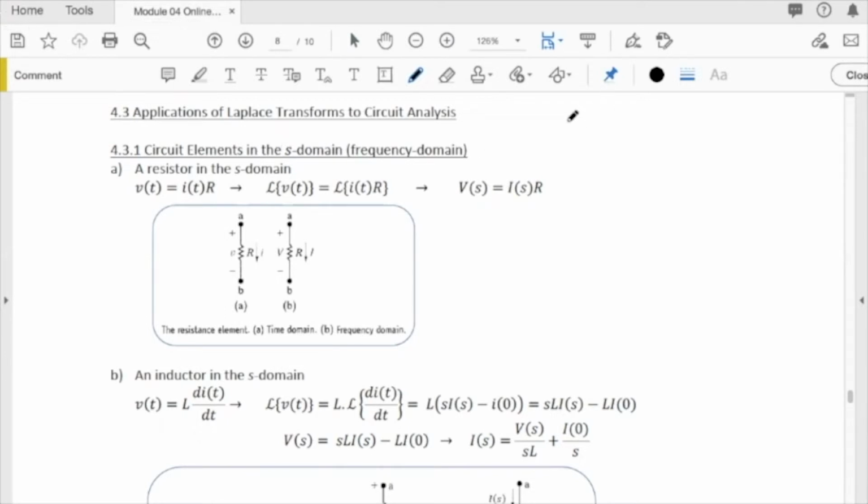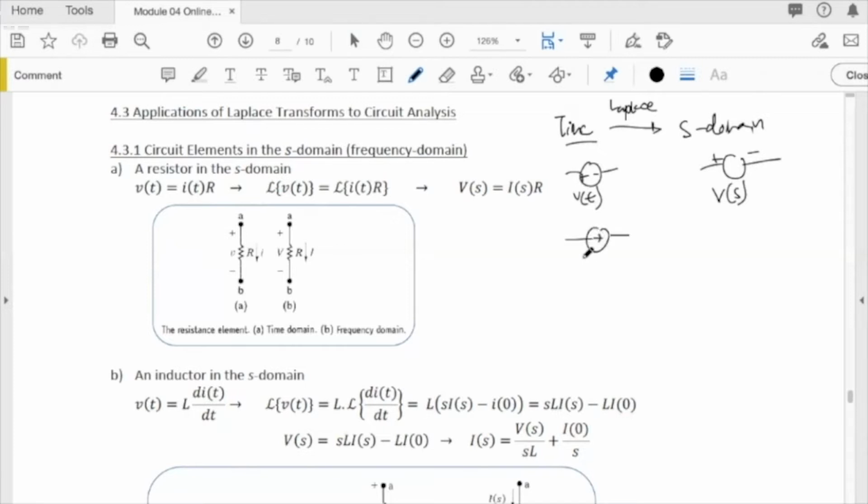Okay, so we have a time domain, and then we have an S domain. To transform from the time domain to the S domain, we are using Laplace. So if you have a voltage source v(t), in the S domain it is called capital V(s). And if you have a current, in the time domain we denote it by i(t), and in the S domain we denote it as capital I(s).